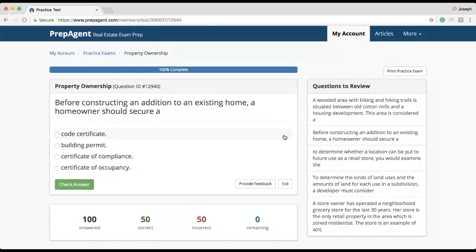Before construction, in addition to an existing home, a homeowner should secure A, a code certificate, B, building permit, C, certificate of compliance, D, certificate of occupancy. The answer there, B, building permit. Good.